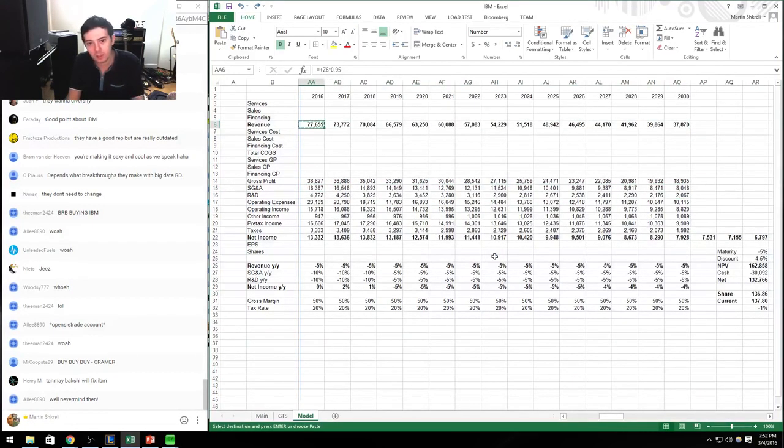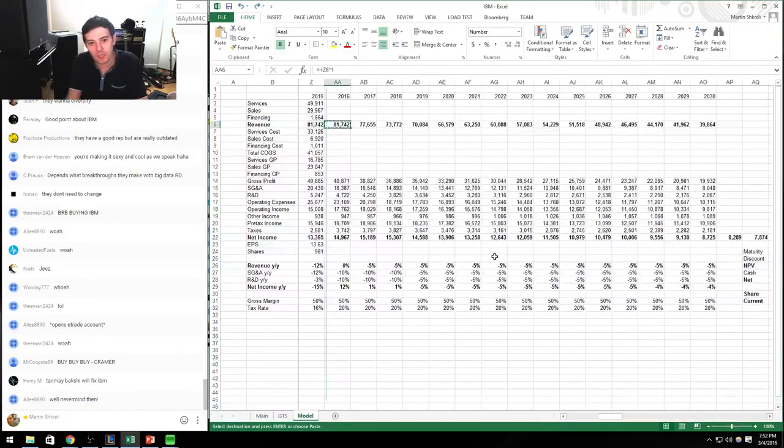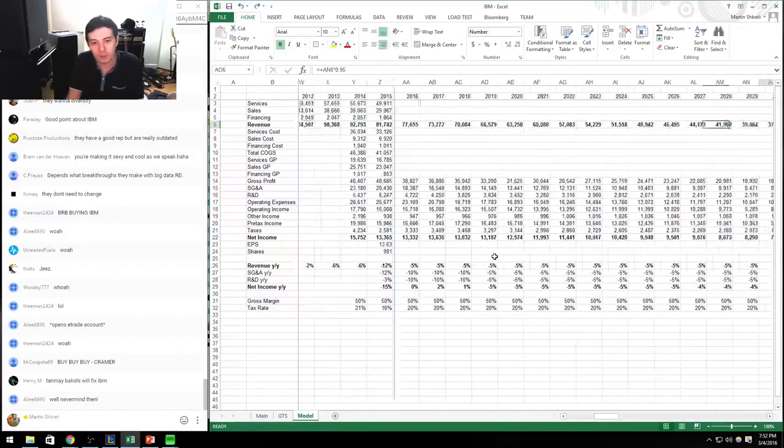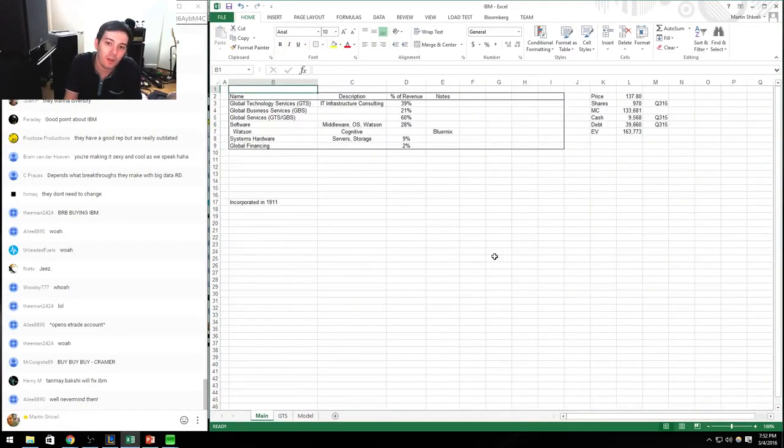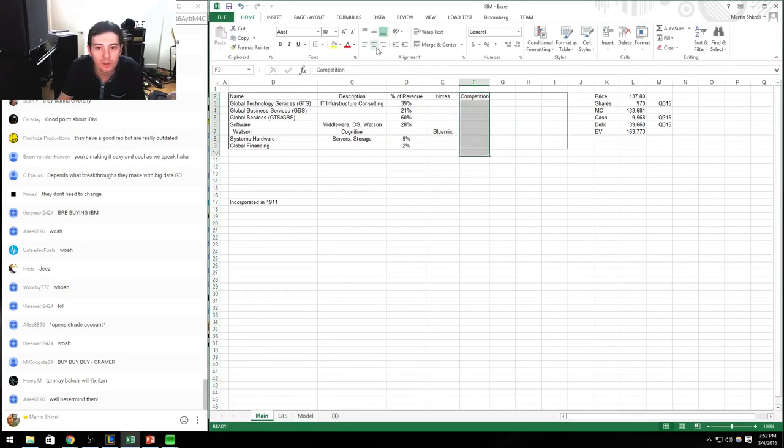The way that we're going to try to figure this out is we're going to have to look at similar companies. And similar companies to IBM are not Apple. Their competition for consulting services are companies like Accenture.